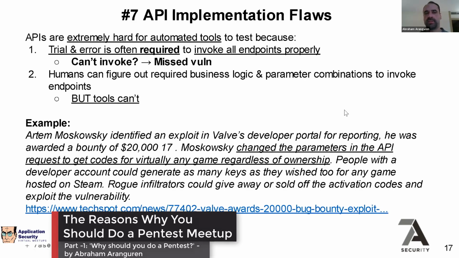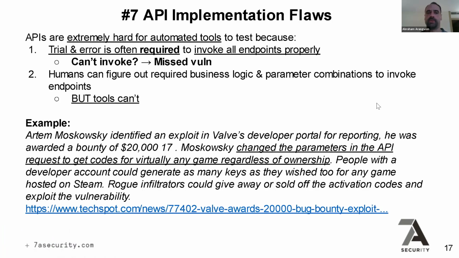Now, API implementation flaws are another example where trial and error is often required, especially to reach all the endpoints. So when we have a pen test and there's an API component, we always ask, do you have a Postman, OpenAPI, Swagger, or something similar, so that we assure we are testing all the API endpoints you have? Because if you cannot call the endpoints, or you fail to call some of them, you will not find the vulnerability, right?